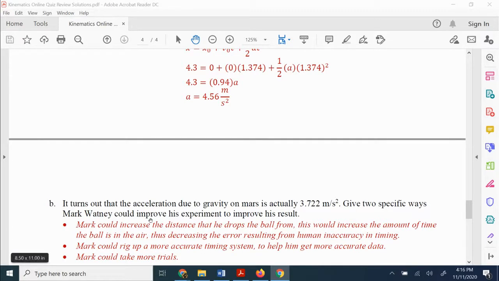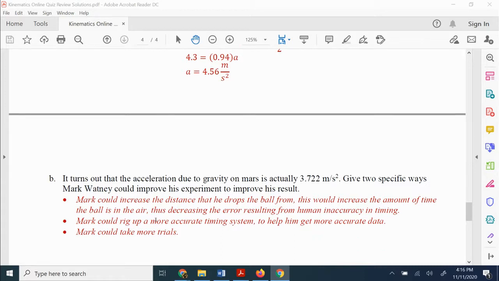I'll give 2 specific ways that Mark Watney could improve his experiment. This is going to be less important for the quiz that you're taking coming up, but still kind of important to think about. He could increase the distance that he drops it. This would increase the amount of time the ball is in the air, thus decreasing the error resulting from human inaccuracy in timing. Every time you try to time something, you have error when you start the stopwatch and when you stop the stopwatch. If you can make it fall for a longer amount of time, then that error becomes a smaller percentage of your total time.